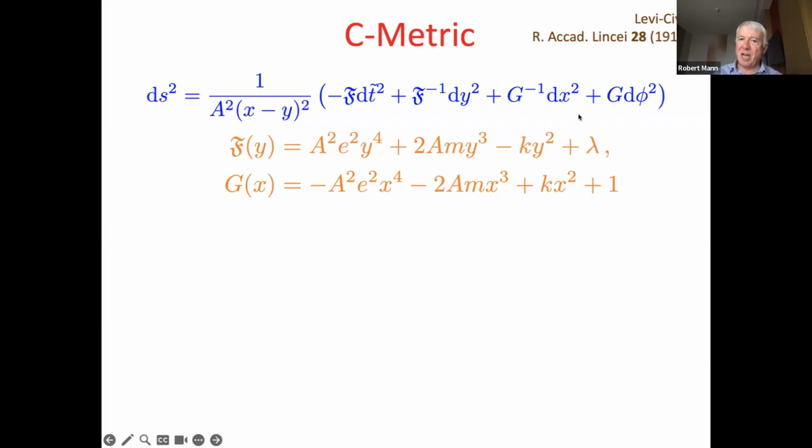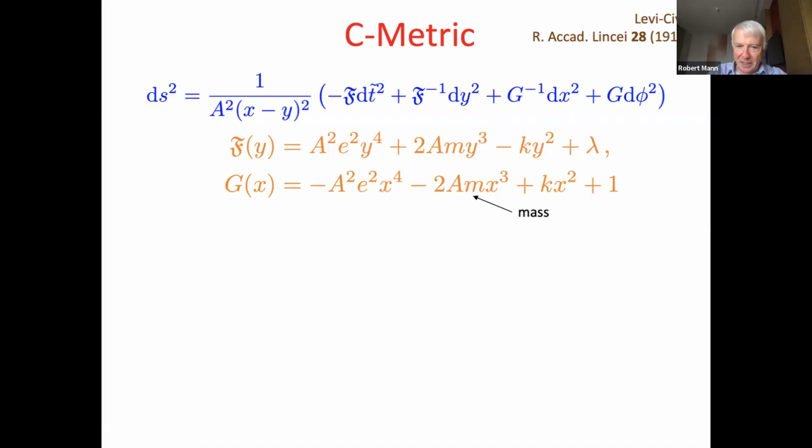X you can think of as kind of like being the cosine of the polar angle, and y will turn out to be the inverse of the radial variable. Anyway, Levi-Civita found this solution over 100 years ago, and for a long time it sat around. Nobody knew quite what to do with it, how to interpret it, until Kinnersley and Walker came along.